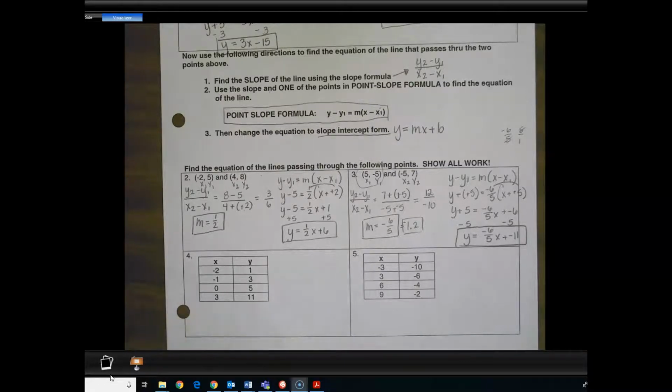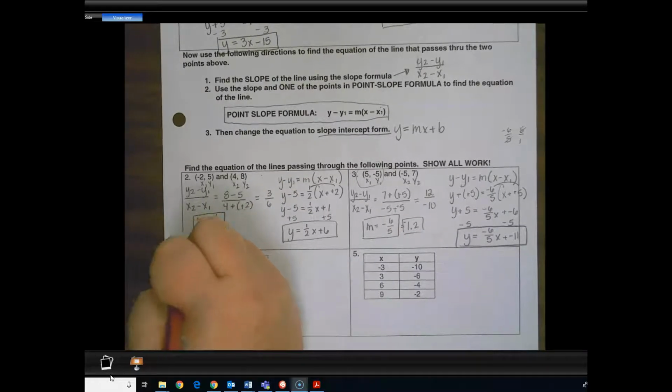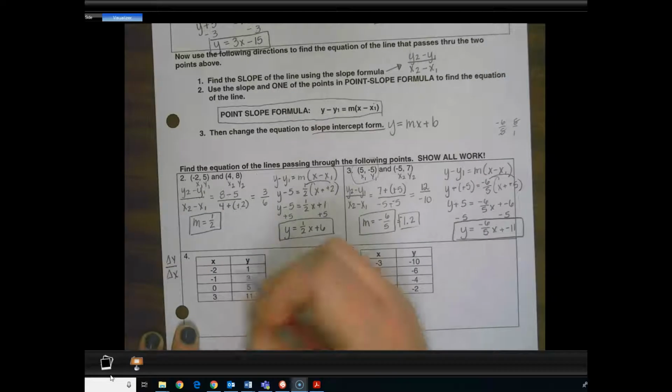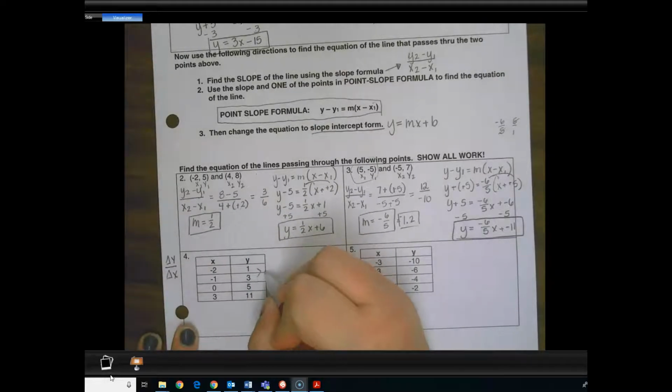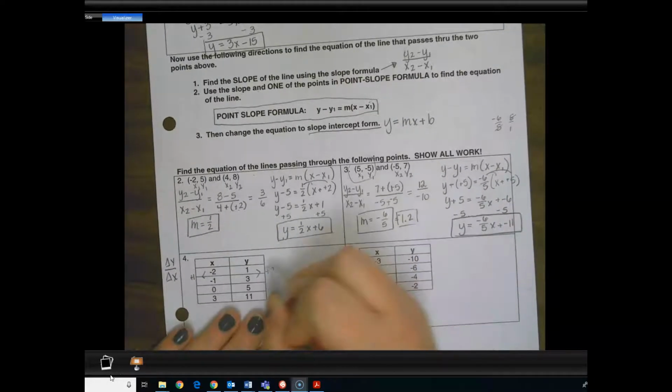Hopefully you've already found it, or if you got stuck, that's okay. Because if you look here, we have 4 points, and that's a little bit different. So we have different ways we can do it. We've also learned to find slope from a table by doing change in y over change in x. So I'm going to look at my y. Here it changed by +2. My x here by +1. So I'm going to change in y.